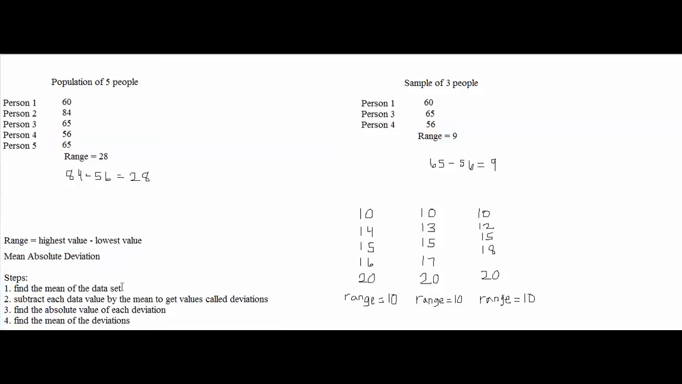So first we have to find the mean of the data set. Let's do it with the population first, and then with the sample. So what's the mean of this population? To get the mean, we have to add the 5 numbers and divide the total by 5.